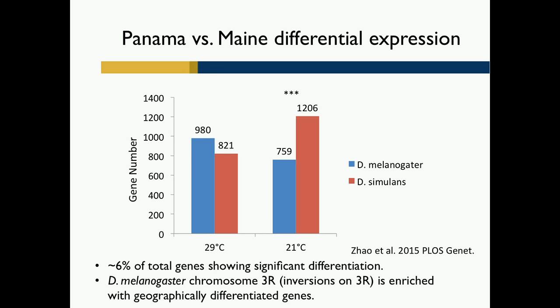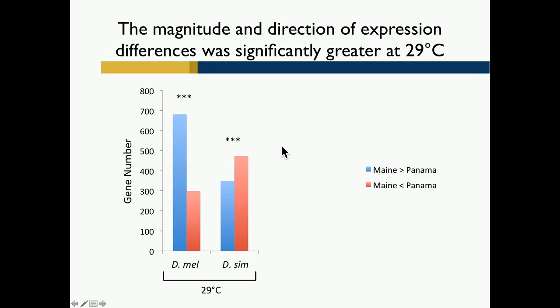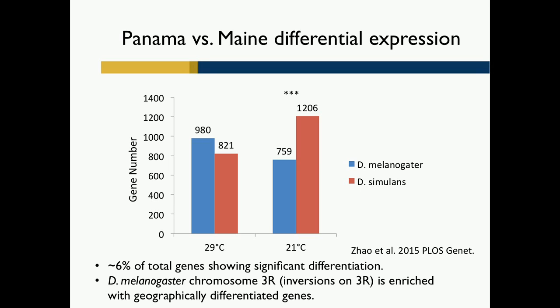Firstly, we wanted to understand the differences within species. So the first question is what the geographic expression differences are. We compared the expression between Panama and Maine. We found that for both species, there are quite a few genes showing differential expression. These differentially expressed genes generally account for 66% of total genes.